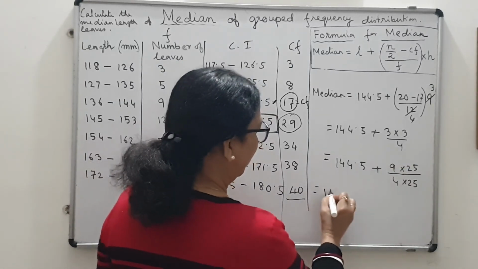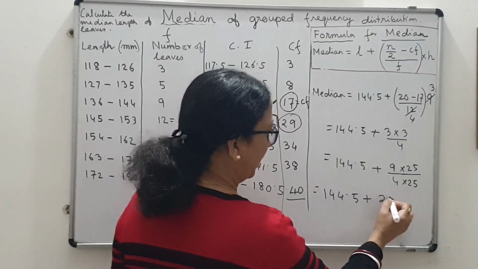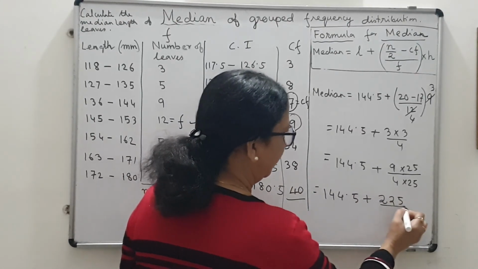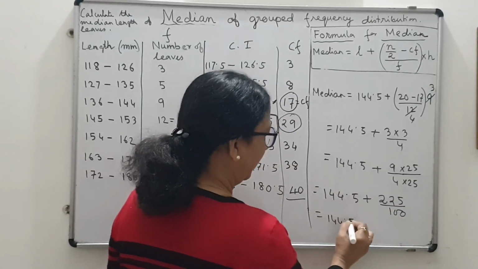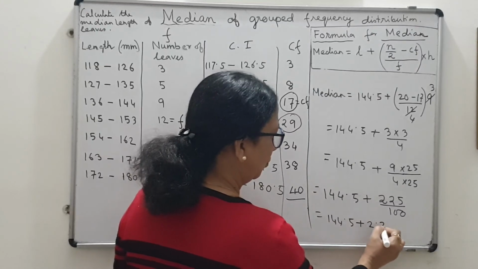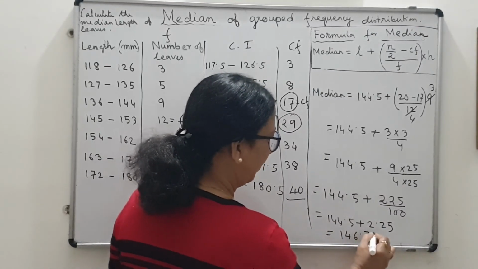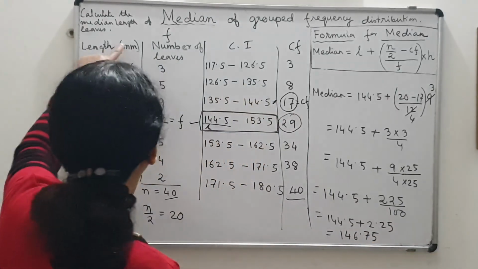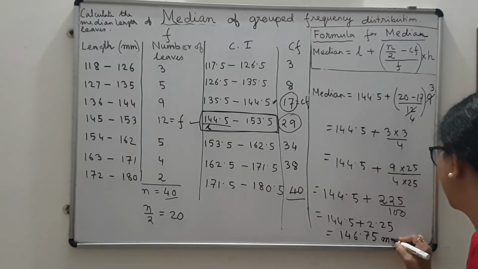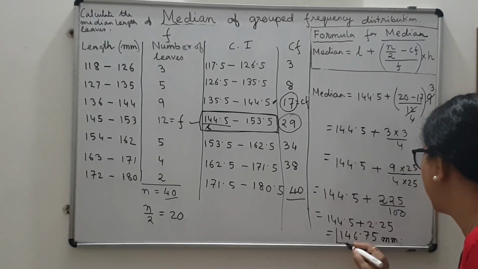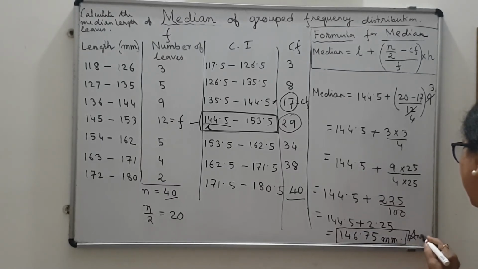So it is 144.5, and 9 into 25, you know it is 225 by 100. So it is 144.5 plus 2.25. So the answer is 146.75, and the unit will be millimeter because it is the median length of leaves. So the median length of leaves is 146.75. So this is the answer.